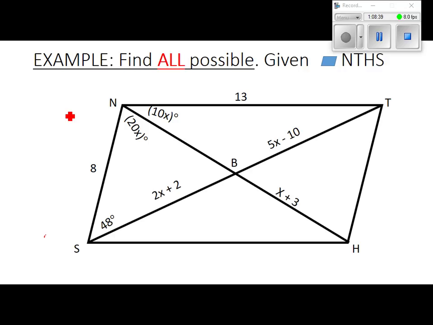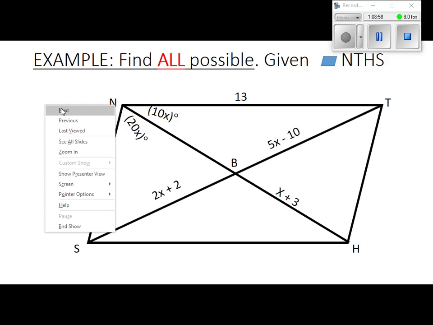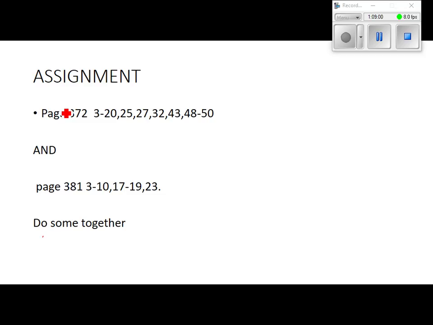If this angle's 48, watch closely, this is something I didn't say on the other part. If this angle's 48, tell me what this angle over here is. 48. Those are alternate interior angles, with those two sides being parallel. If this is 10x, what's this one down here? 10x, and so on. You know all that information. Your assignment's on those two pages. We were going to work some of it together, but instead I decided to do the other homework together.